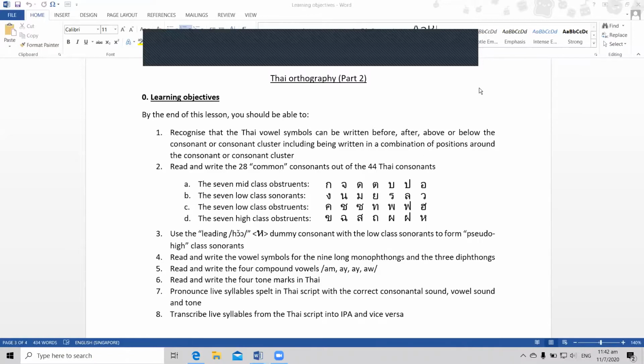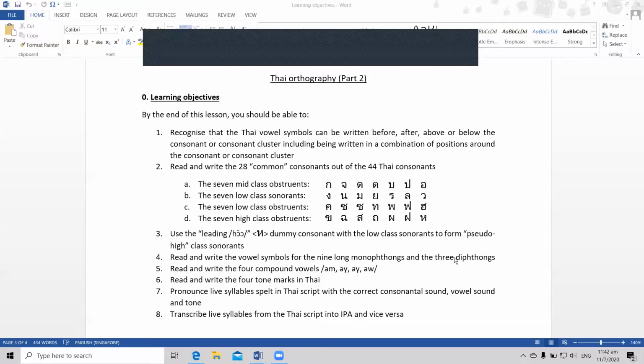Thai consonants. So the 28 common consonants are over here. We have the 7 mid-class obstruents, these 7. We have the 7 low-class sonorants. We have the 7 low-class obstruents, as well as the 7 high-class obstruents. You should also be able to use the leading haw dummy consonant with the low-class sonorants to form what is known as pseudo-high-class sonorants.